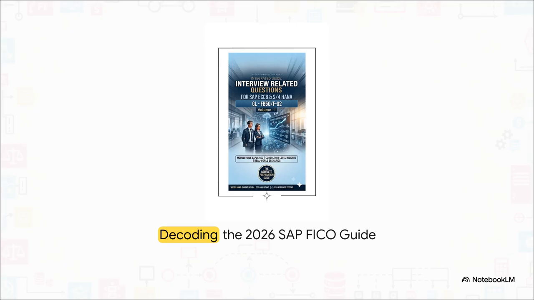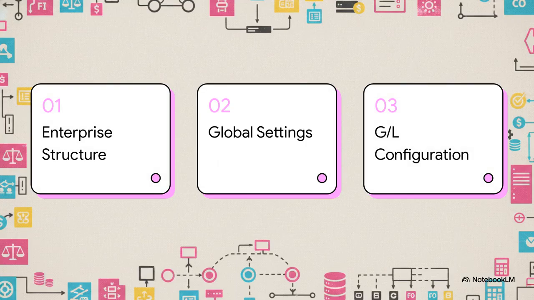We're talking dense configuration definitions, module-wise explanations, and yeah, those ever-important T-codes. The whole point here isn't just to memorize a list, it's to actually understand how all these pieces interlock in the real world. That is how you're going to absolutely nail a consultant-level interview. So our blueprint today has three distinct phases. First up, the enterprise structure. Second, we'll hit global settings. And third, general ledger configuration.